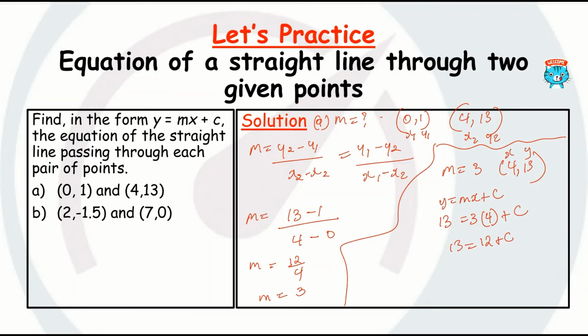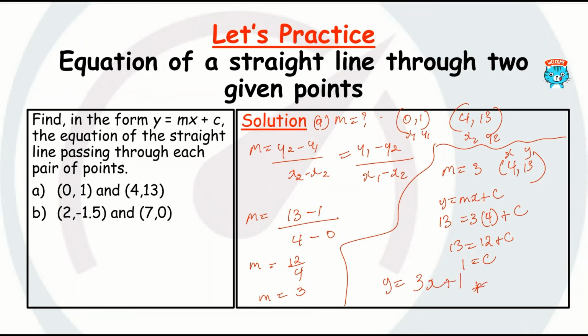To find the value of c, we subtract 12 from both sides of the equation. 13 minus 12 gives us 1, so the y-intercept is 1, the same as before. Remember, the y-intercept takes the form 0, c, and this is 0, 1. So you could have identified your y-intercept without working anything out. So we have y equals 3x plus 1.